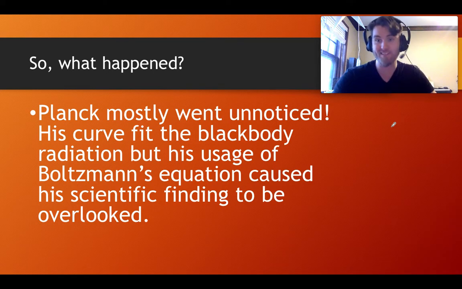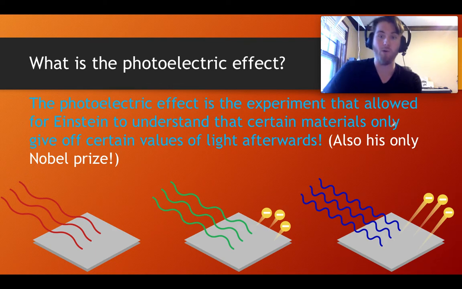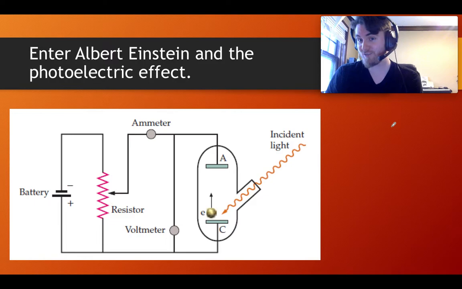And in comes the savior of the 1800s and early 1900s physics, and it's Albert Einstein. He creates something called the photoelectric effect. Now, this is Einstein's one actual Nobel Prize. And let's describe a little bit as to what the photoelectric effect is.